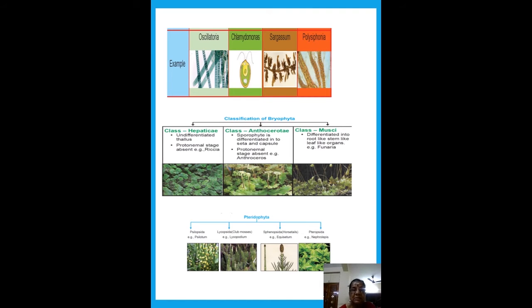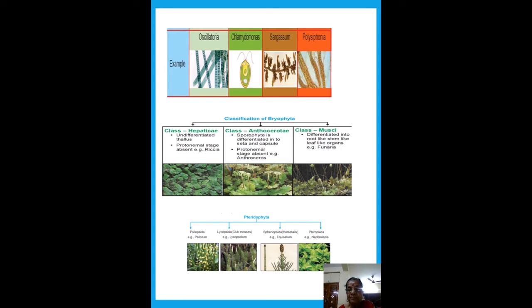Next, the example pictures. This is for Thallophyta: Oscillatoria, Chlamydomonas, Sargassum, Polysiphonia. This is green pigment, Chlorophyceae. I mentioned algae have different pigmentation: green pigment, chloroplast, Chlorophyceae. This is brown pigment, Phaeophyceae, but at the same time chlorophyll is present, hidden here. And this is Polysiphonia, red algae. All these are red algae, whereas this is blue-green algae, Oscillatoria. So these are all examples for Thallophyta.